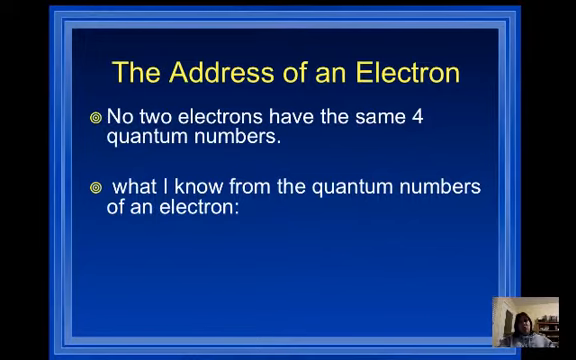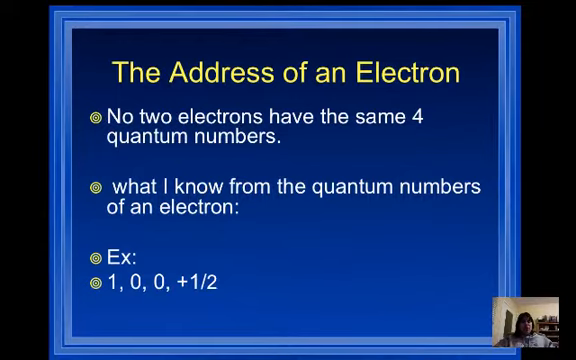So what do I know from the quantum numbers for an electron? Here's an address. Here are the 4 quantum numbers: 1, 0, 0, positive 1/2. What do these numbers tell me? Well, I know the first quantum number is the energy level. N equals 1. That means there's only one shape of the orbital.